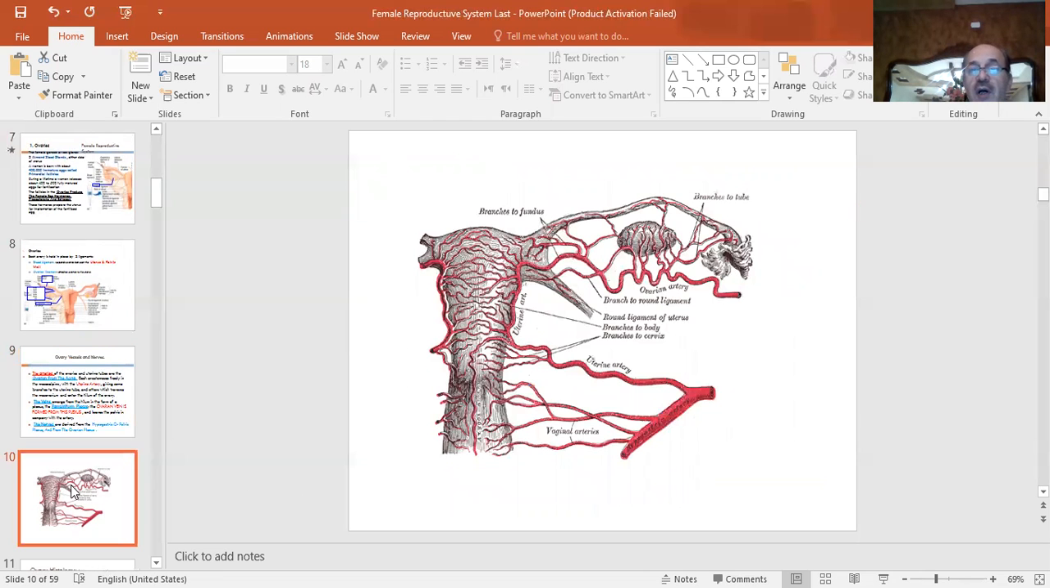So here is a picture showing the arterial blood supply, the anastomosis between the branches of the ovarian artery and the uterine artery, because you will see that in addition to that, they will supply also the uterine tube and the upper portion of the uterus.